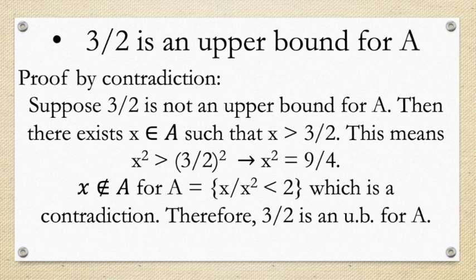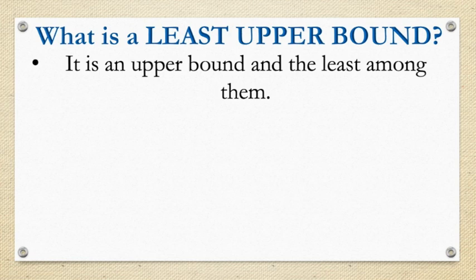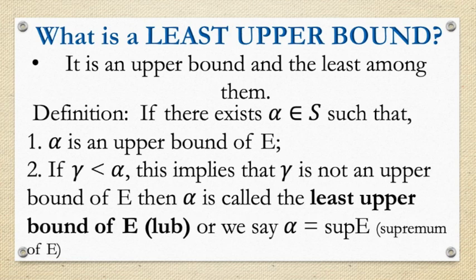Now that we have the notion of an upper bound, let's talk about least upper bound, or LUB. What is a least upper bound? Well, it has to be two things. First, it must be an upper bound, and among all the upper bounds, it is the least. By formal definition, if there exists alpha in S such that, first, alpha is an upper bound of E, and if there exists gamma which is less than alpha, this implies that gamma is not an upper bound of E. Then alpha is called the least upper bound of E, or we say alpha is the sup E or supremum of E. Here is an example.